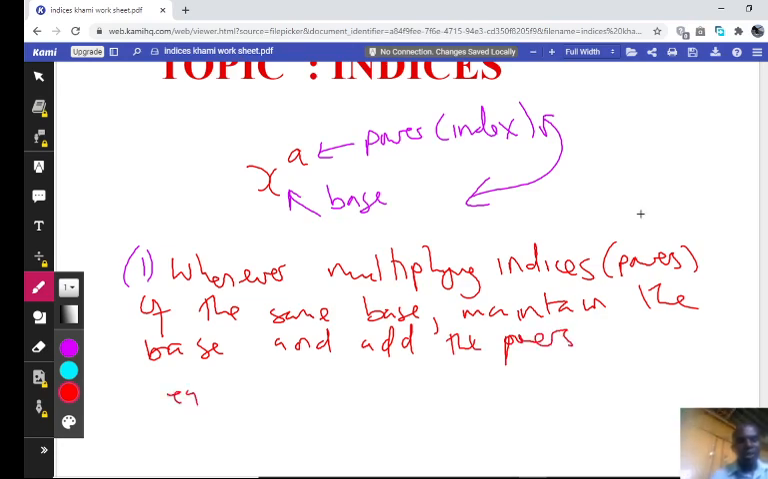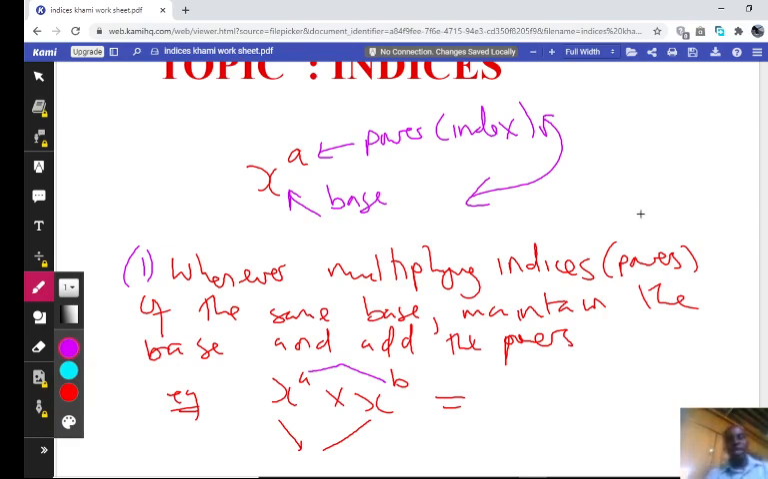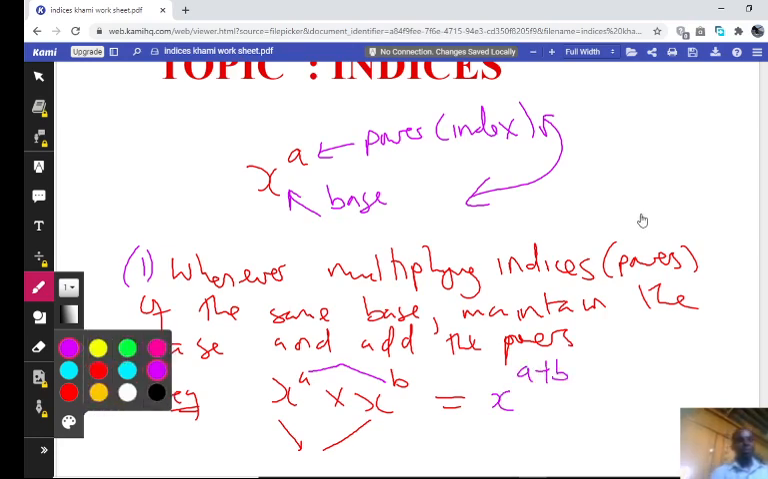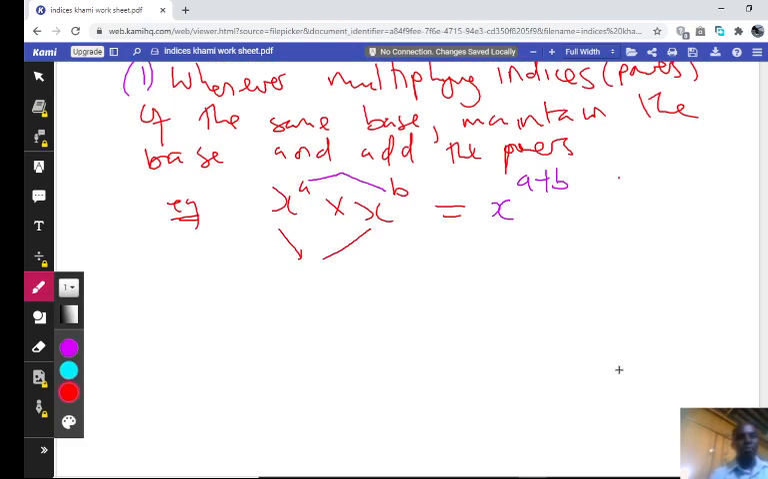For example, x to the power a times x to the power b. In this case, the two x's are the bases, and a and b are the indices, the powers. These are indices with the same base x. You maintain the base x and add the powers, a plus b. Then moving on to an example based on this.